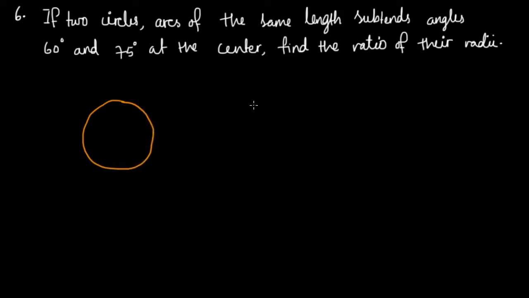There goes one circle, and we have the second circle. Okay, so let's mark the centers. It says arcs of the same length subtend angles 60 degrees and 75 degrees at the center. So let's make some arc. Okay, so that's one arc there. That's our first arc, and this is 60 degrees.